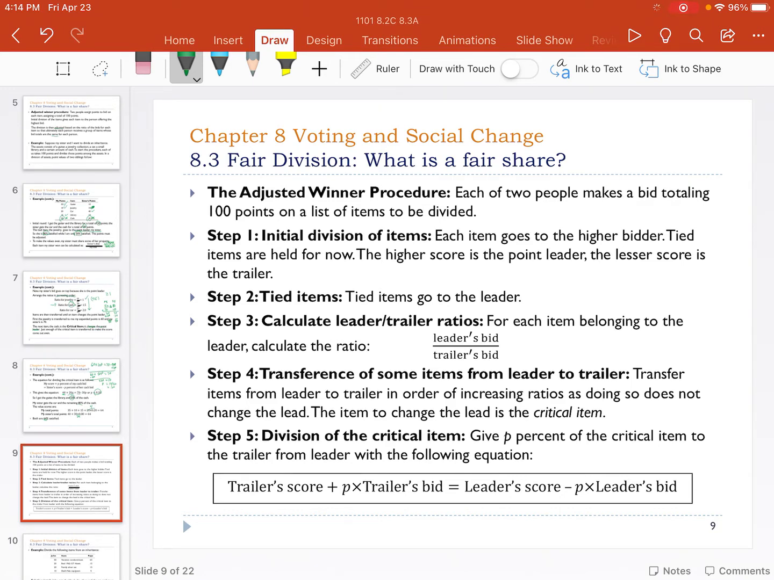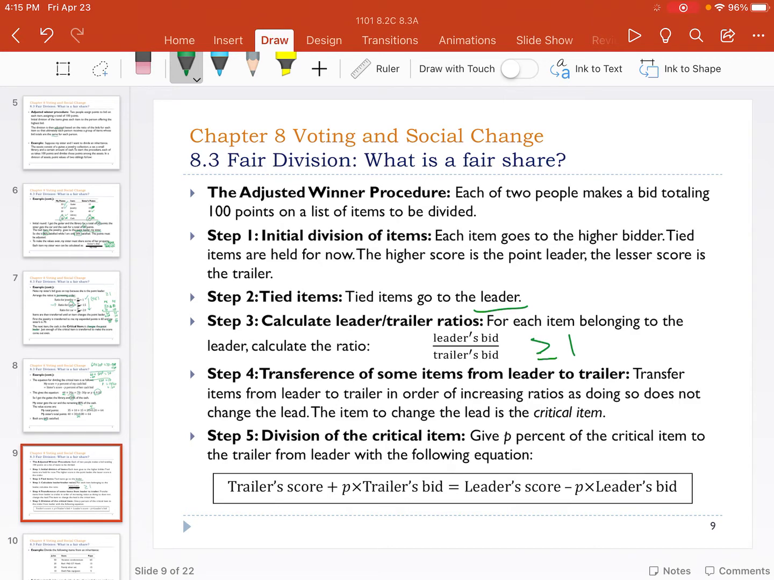So yes, we have checked that box. The initial division of items: each item goes to the higher bidder. That's pretty simple, just award to the higher bidder. But tied items are held for now. The higher score is the point leader, and the lesser score is the trailer, so to speak. Tied items go to the leader temporarily, so there are no lead changes. We don't have to make any major adjustments in the beginning.